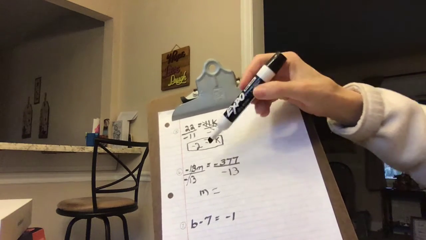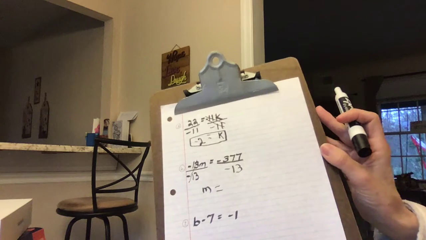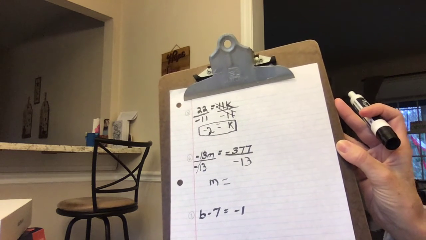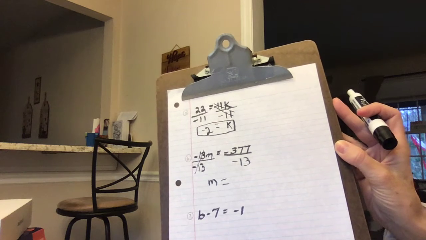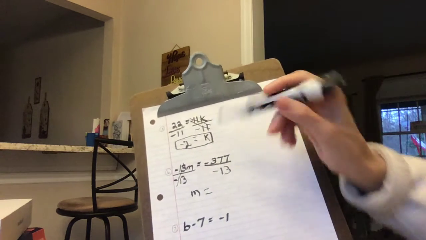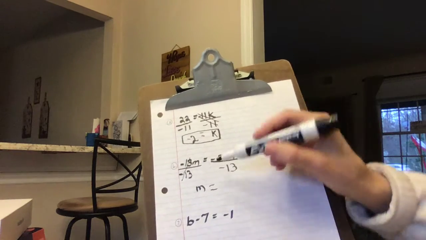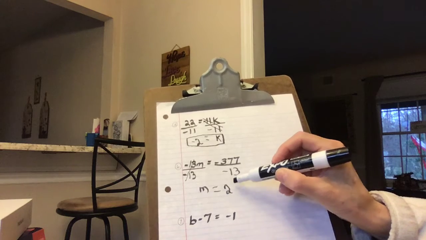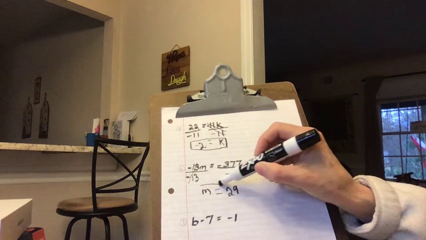Now you have a negative divided by a negative. Your rules tell you that a negative divided by a negative is a positive. If you put them in your calculators, you will know that you're going to get positive 29. -377 divided by -13 is going to give you positive 29. Just like that.